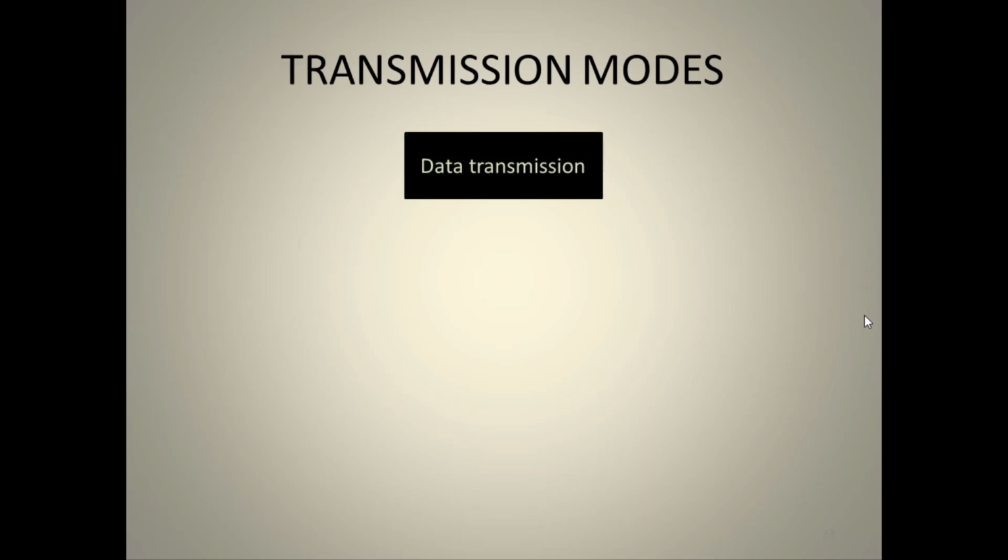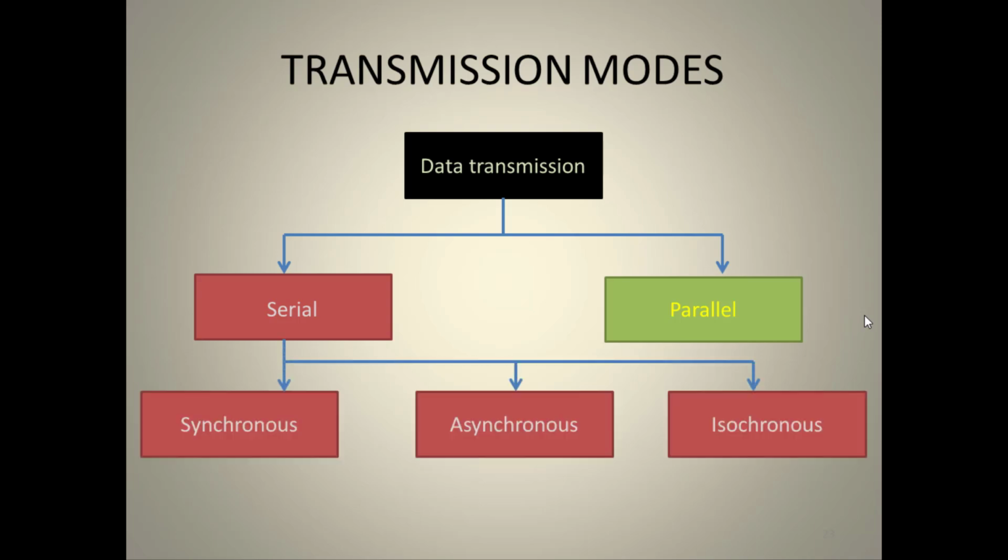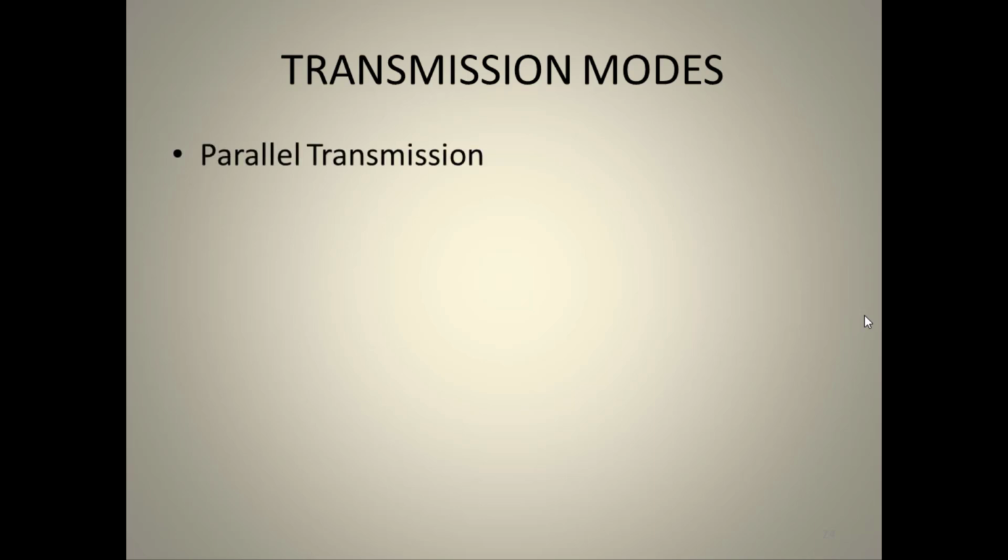Next, we have the various transmission modes. Data, when it is transmitted, can be transmitted using various modes. We can classify them into two: serial as well as parallel. And serial can again be classified into three more types: synchronous, asynchronous and isochronous. Let us first see parallel transmission.